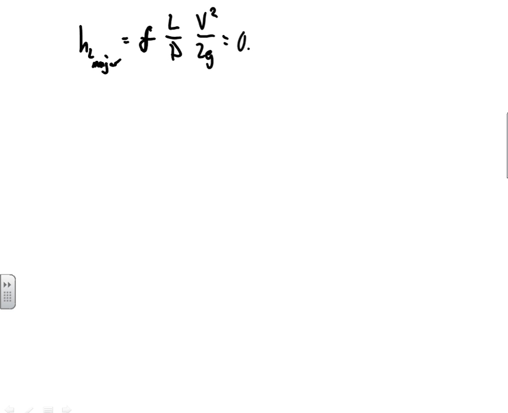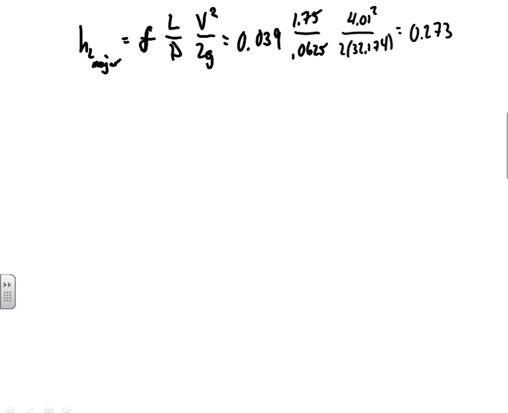Plug in the friction factor we just found, 0.039. The length was 21 inches or 1.75 feet, divided by the diameter, 0.0625. Velocity, 4.01 squared, divided by 2G, 2 times 32.174. That's equal to 0.273 feet.